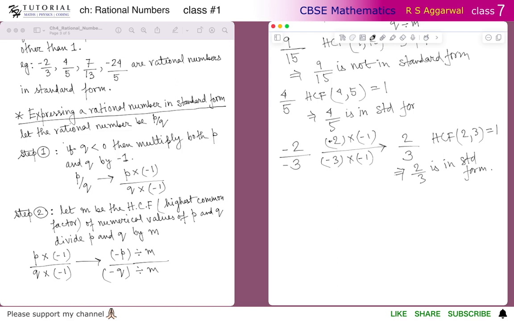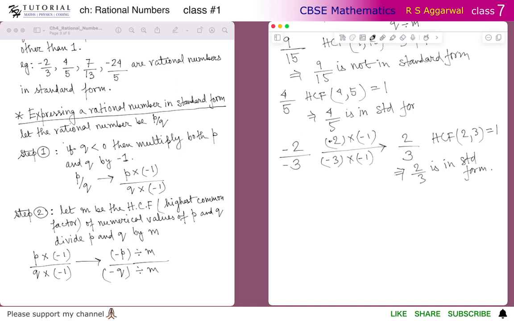Step number one: let's say the rational number given is p by q. If q is less than 0, then we simply multiply both p and q by minus 1. That will make q greater than 0, and whatever p becomes is not a problem. Next, we find the HCF of the numerical value of p and q. After step 1, q is already positive. What is the numerical value of a number? It is the number ignoring its sign.